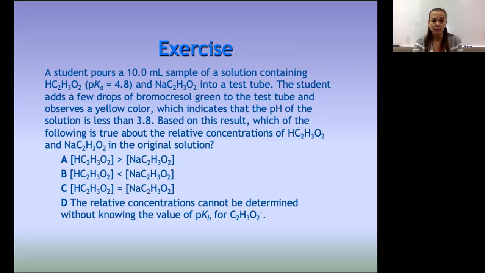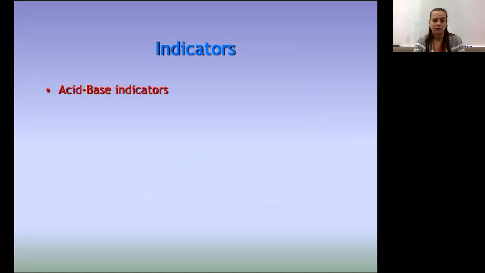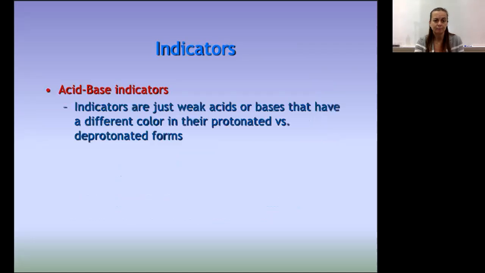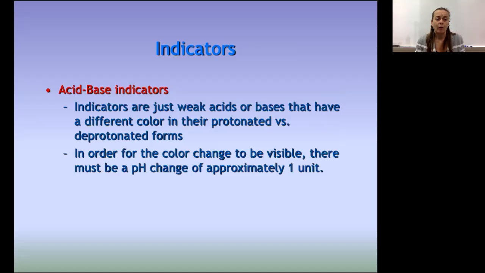Okay, so a practical application of this idea that pH and pKa are related is the use of indicators. We've already talked about acid-base indicators when we talked about titrations. We said that they are generally large organic molecules that have both an acidic and a basic form, so they're either weak acids or weak bases. They're just weak acids or bases that have a different color in their protonated and deprotonated forms, so in their acidic form and their basic form. We can use these because if we are above their pKa, we're going to see the color associated with the basic form. If we're below the pKa, then we're going to see the acidic form and the color associated with that acidic form.